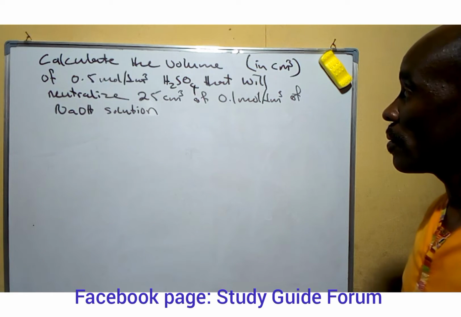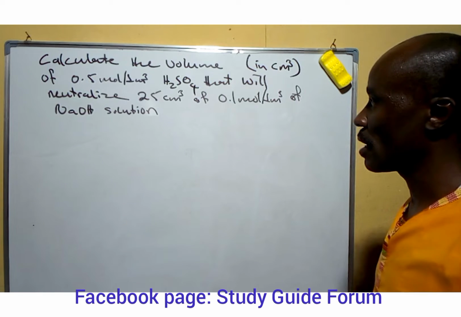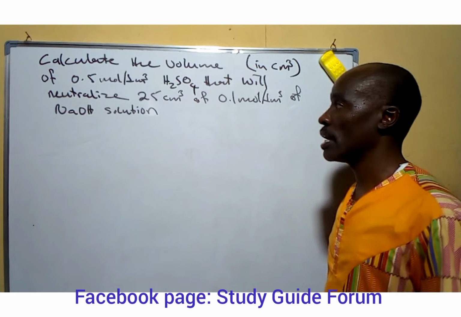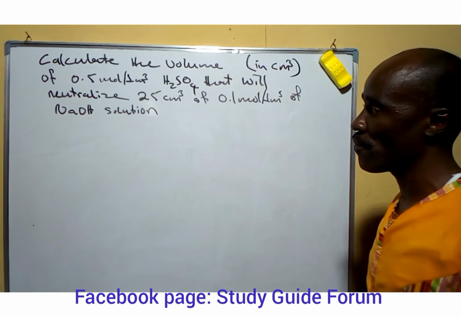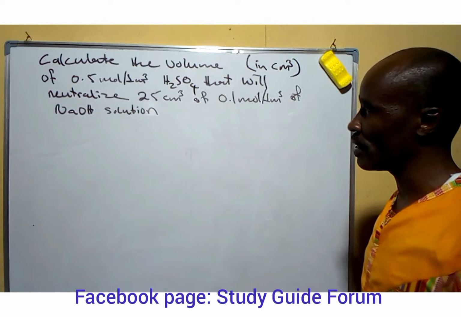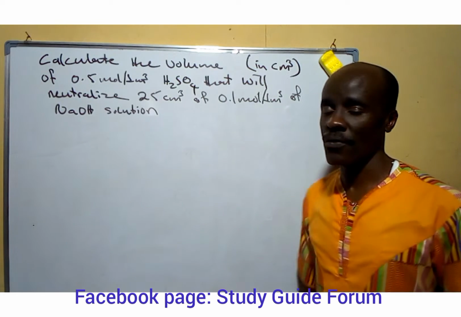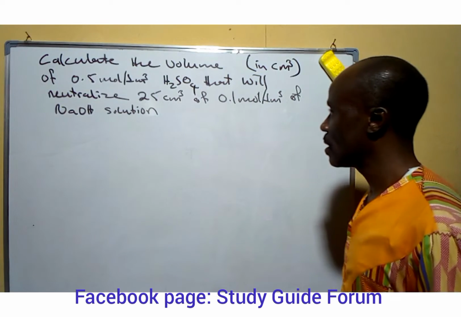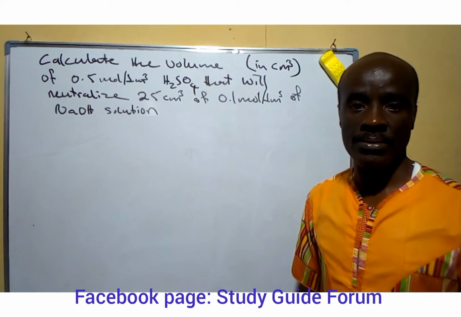Here we are solving a question that relates to volumetric analysis. In this question, the question said calculate the volume in cm cube of 0.5 mole per dm cube of tetraoxosulfate VI acid that will neutralize 25 cm cube of 0.1 mole per dm cube of sodium hydroxide.